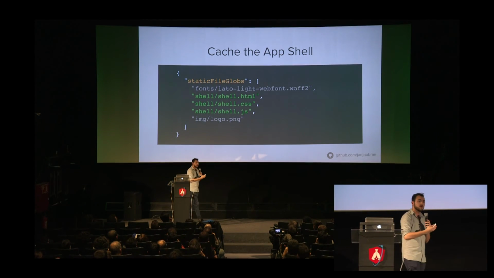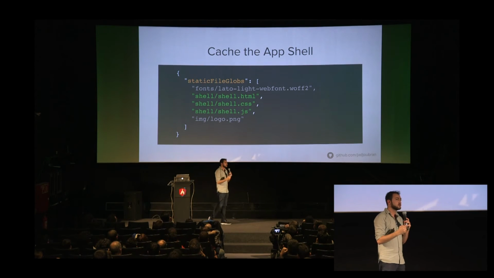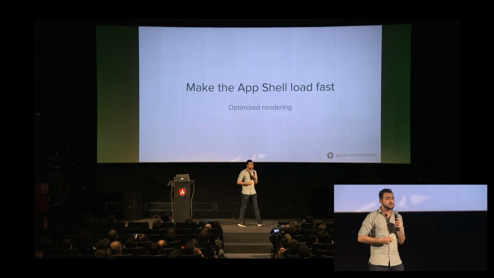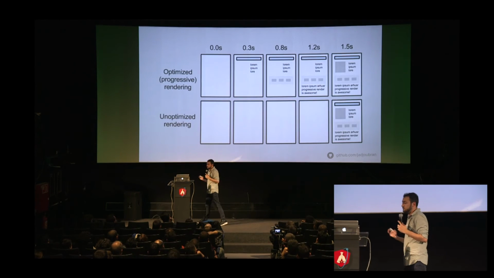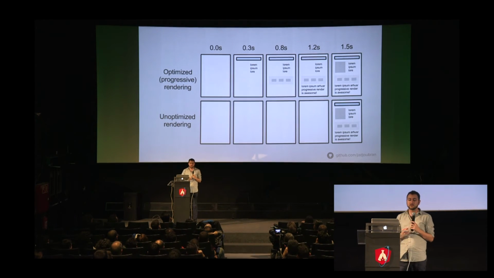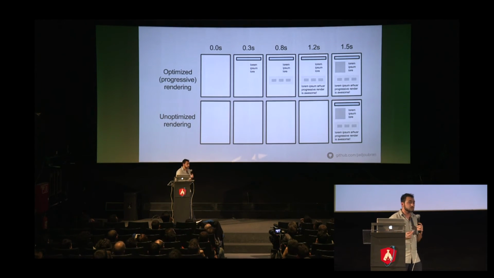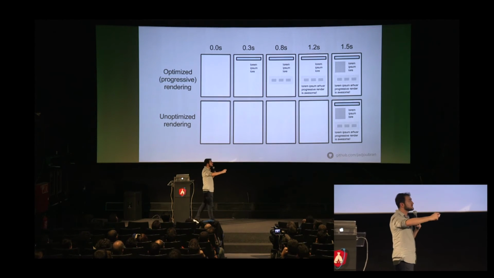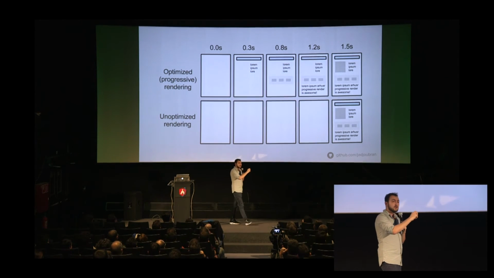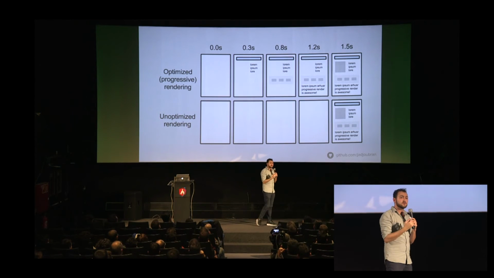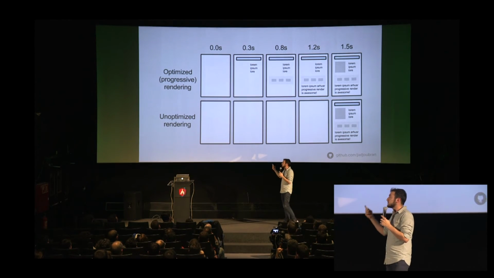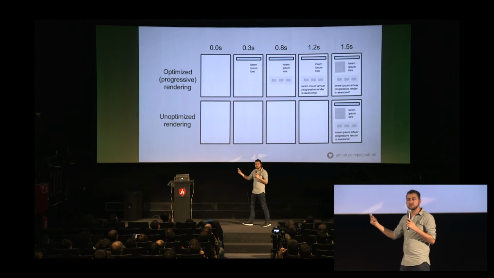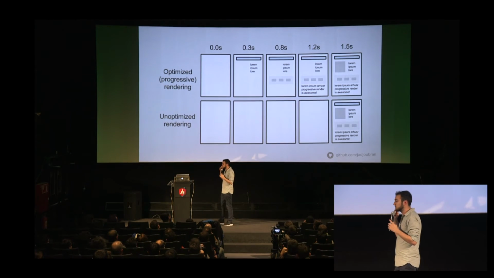So the first time we open the app, and then the next time we're going to have everything in the cache. Now, the interesting question is, how can we make it load fast? The answer is actually progressive rendering, or optimized rendering. Which means, instead of waiting for 5 seconds on a white screen, things will start to load progressively. And unfortunately, almost half of the web is unoptimized rendering. So this is why I'm talking about this here.